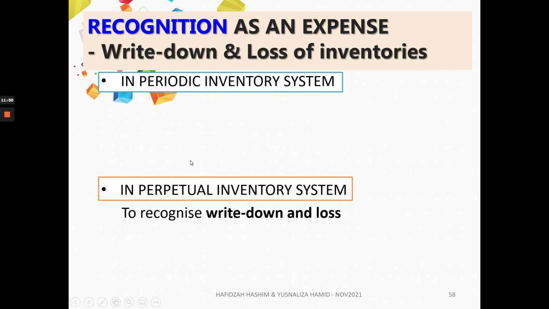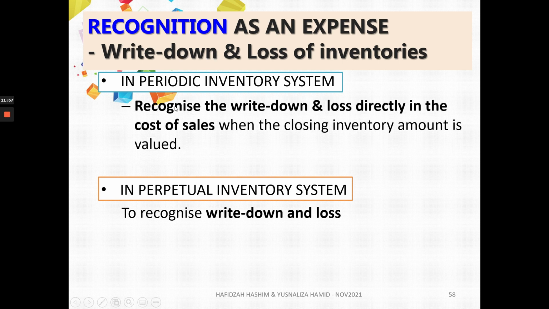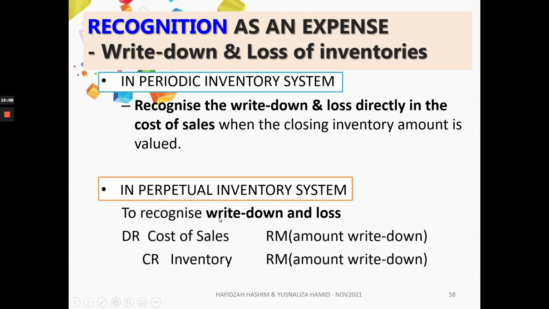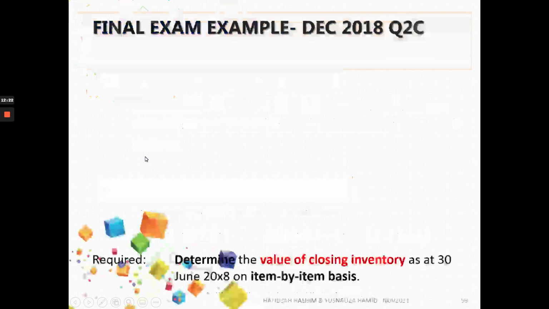Next is the recognition as an expense of the write down and loss of inventory. Under the periodic inventory system, it will be recognized directly in the cost of sale when the closing inventory amount is valued. Under the perpetual inventory system, the write down is debited to the cost of sale and credited to the inventory with the write down amount. That is what is prescribed under MFRS 102.